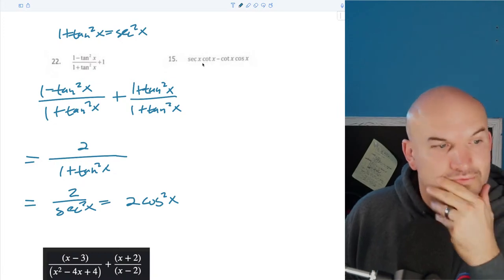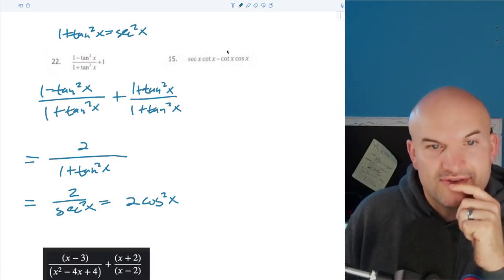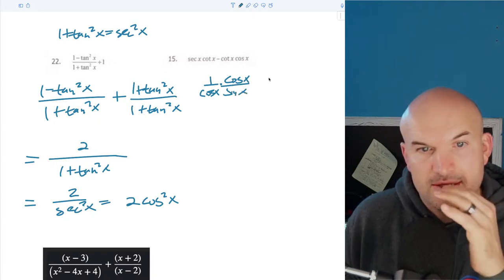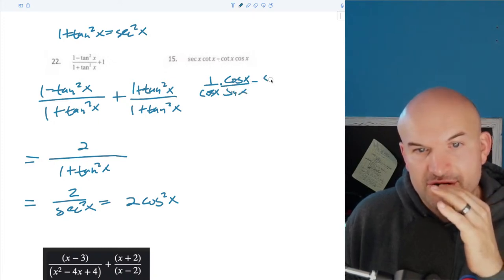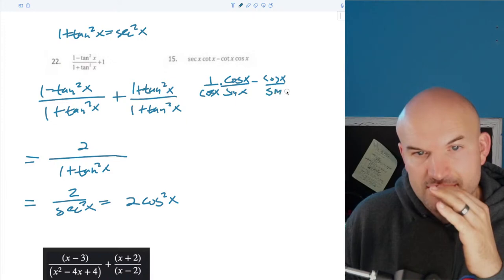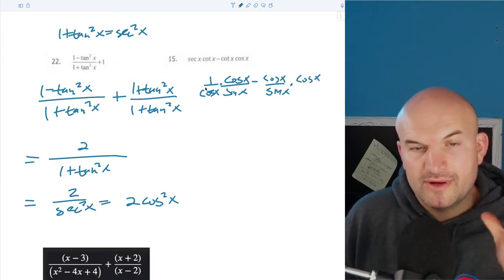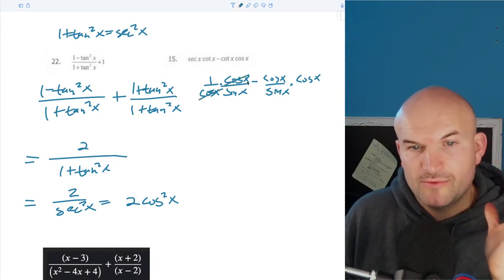So if I rewrote this in terms of sines and cosines, secant can be written as 1 over cosine of x. Cotangent can be written as cosine of x over sine of x. And that's going to be minus, again, another cosine of x over sine of x times a cosine of x. Okay. Now, when we multiply across here, the cosines are going to divide to 1. So that's going to leave me with 1 over sine of x.